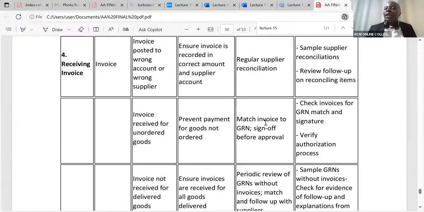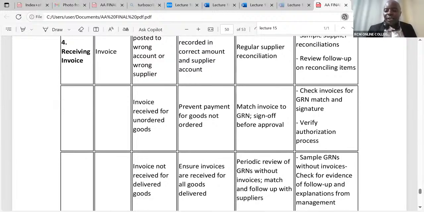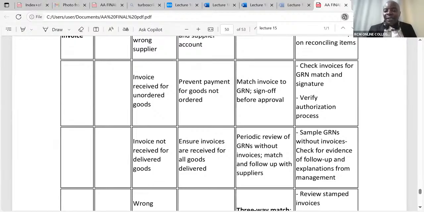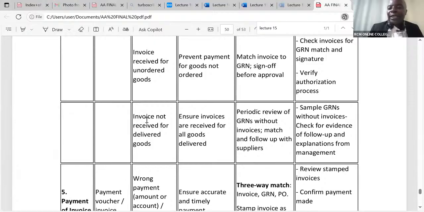Then from there, ladies and gentlemen, what are the audit procedures? Of course, you start asking for these documents. Check invoices for goods received note match and the signatures. Verify the authorization process. Very easy. Once you get used to this, you will like this subject crazily, because anytime you go for interviews, these are the kind of things that will be asked. Who doesn't want control systems in place? Then, ladies and gentlemen, we have another weakness: invoice not received for delivered goods.